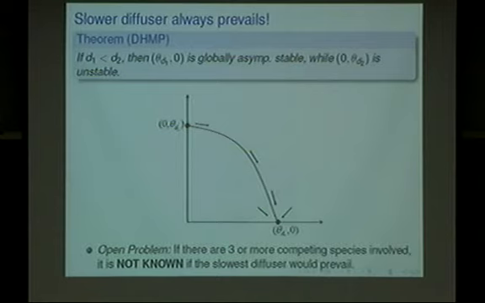It is interesting to point out that if we have three or more competing species, all identical except their dispersal rates, let's say U, V, W with dispersal rates D1, D2, D3, and D1 is smaller than D2, D2 is smaller than D3, otherwise they are identical, then it is not known if the slowest one, U, would prevail.